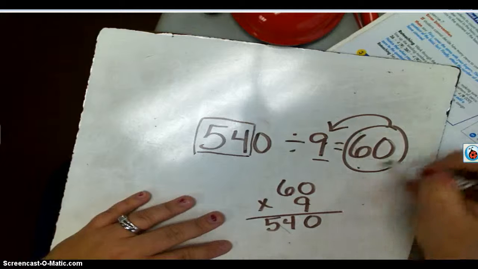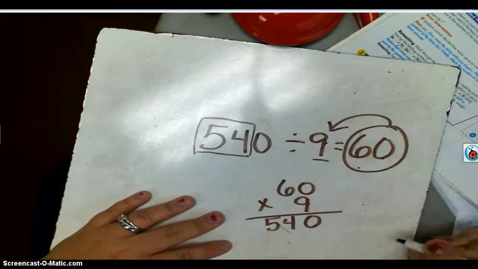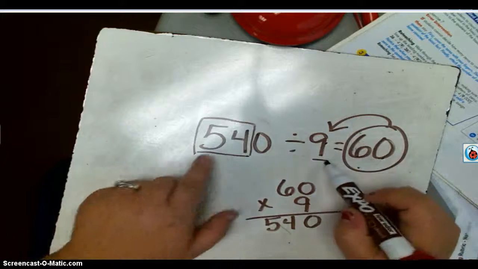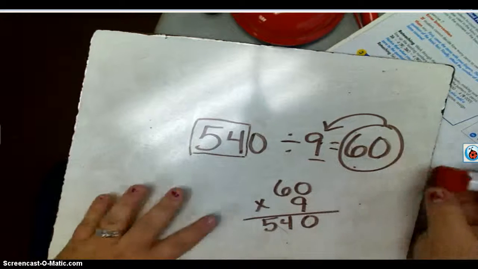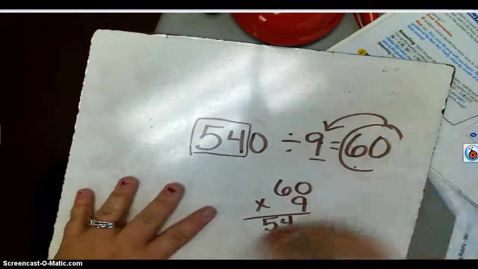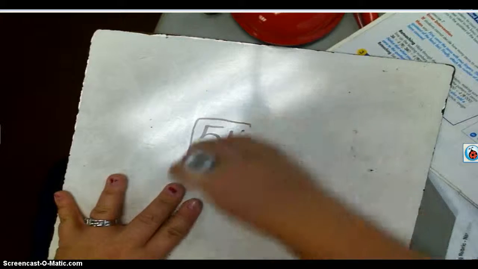So my quotient would have been 60. In this problem, 540 is my dividend, and 9 would be my divisor. Let's look at another problem.